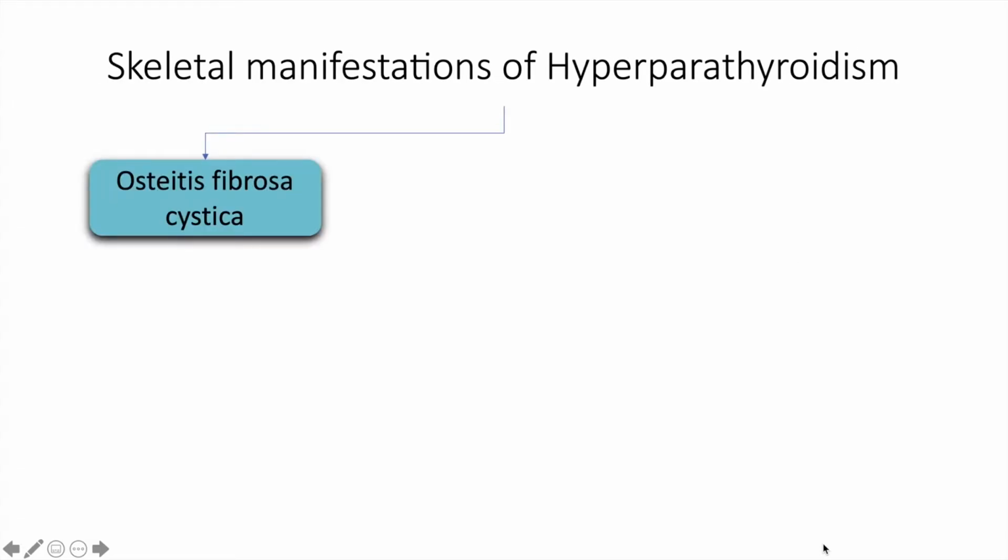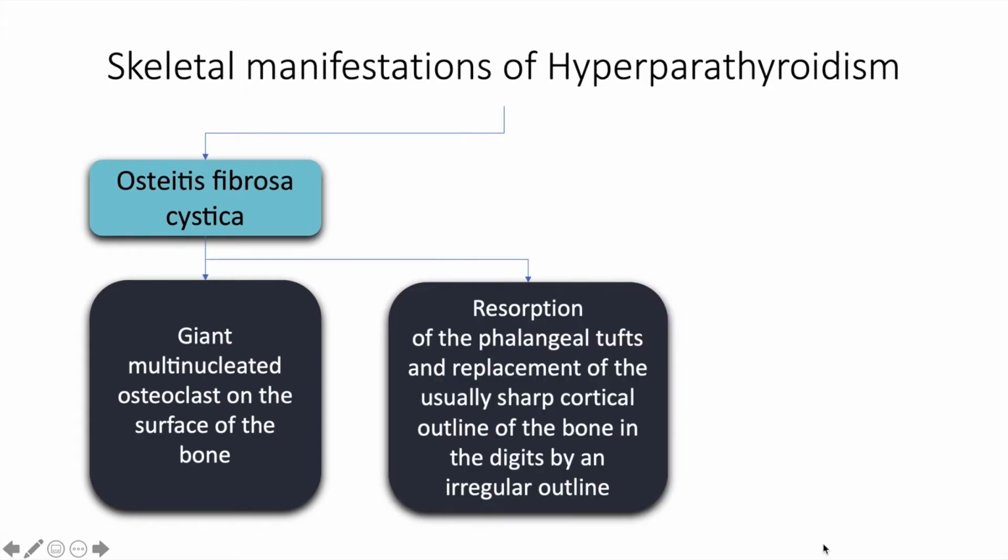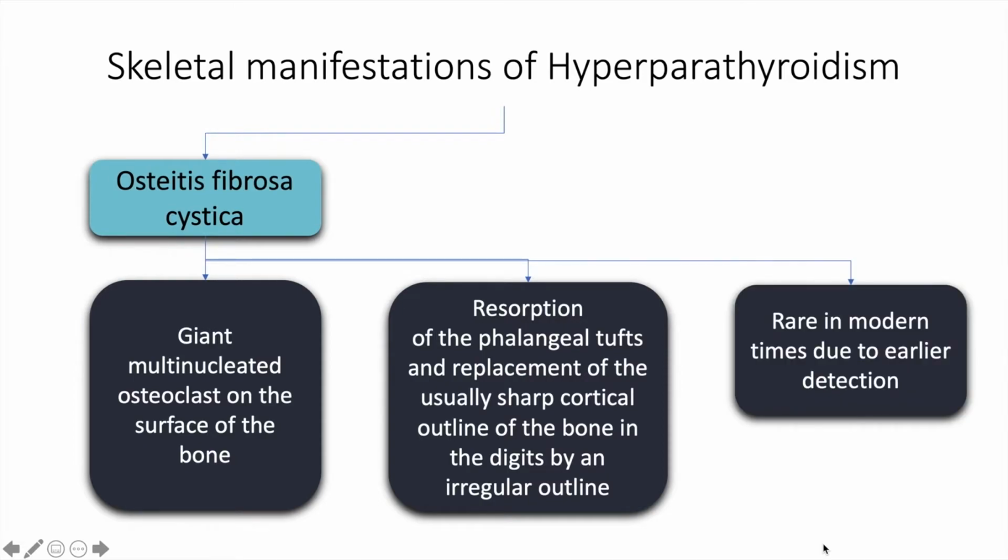Skeletal manifestations of hyperparathyroidism was classically described to be osteitis fibrosa cystica, wherein giant multinucleated osteoclasts on the surface of the bone were seen. It was characterized by resorption of the phalangeal tufts and replacement of the usually sharp cortical outline of the bone in the digits by an irregular outline. This condition is rare in modern times due to earlier detection.